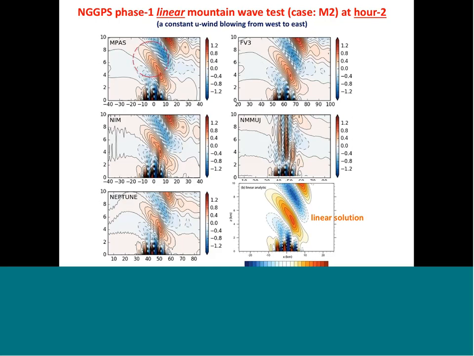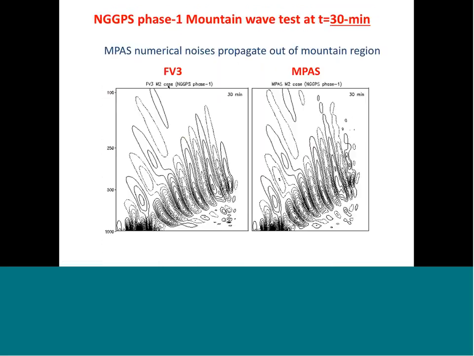So look at this area. It has some wiggle in here, right? Compared to the analysis, it does. This model produces some severe noise, as you can see in this. This is after 30 minutes, and this is FV3. Then away from the leading edge of the wave propagation, they look very, very similar, almost identical.